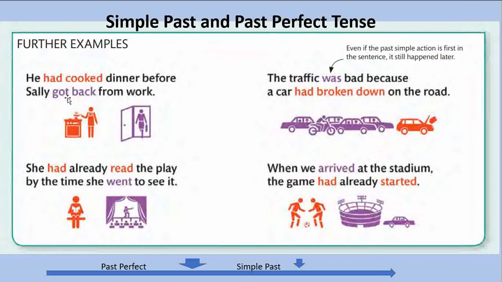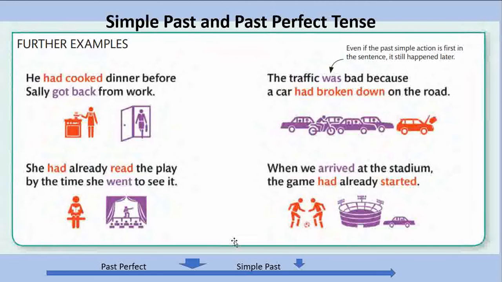Now, Sally got back from home is simple past, and had cooked is past perfect, past far away on the timeline. She had already read the play by the time she went to see. So she went to see is simple past that will be placed here on the timeline, and she had already read about the play will be far away on the timeline. Remember that you are here in the beginning of the timeline in the present zone.